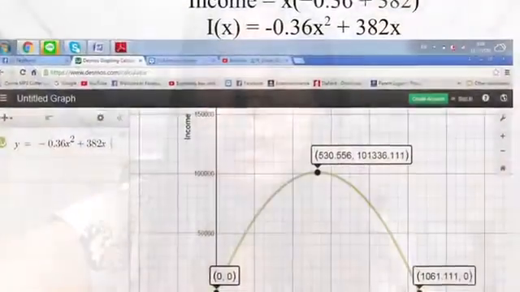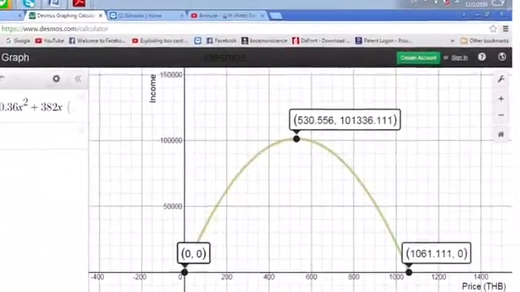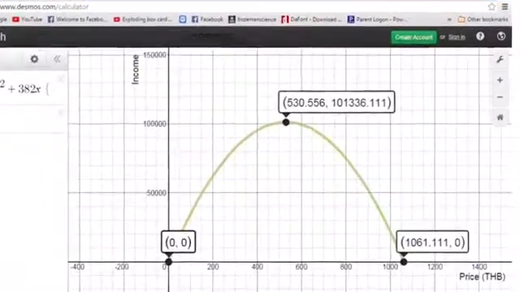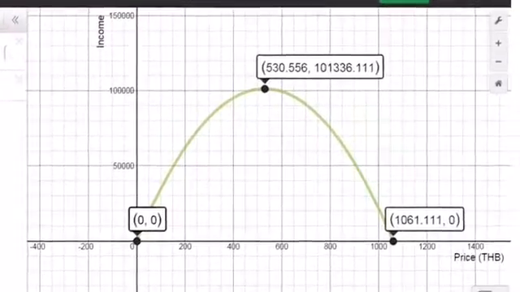The income function equals price times the number of products sold, or income equals x times the demand function. In my case, income equals x times (-0.36x + 382). After I get my income function, I graph it in Desmos.com, and it shows me that at the price of 530 baht, I will gain the most income.